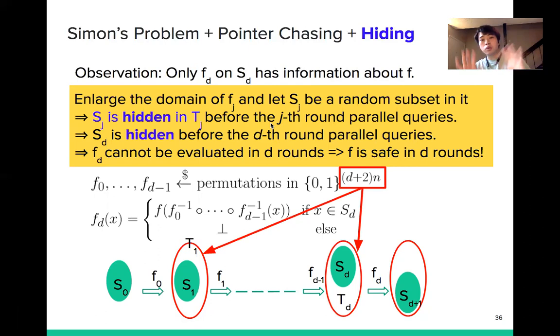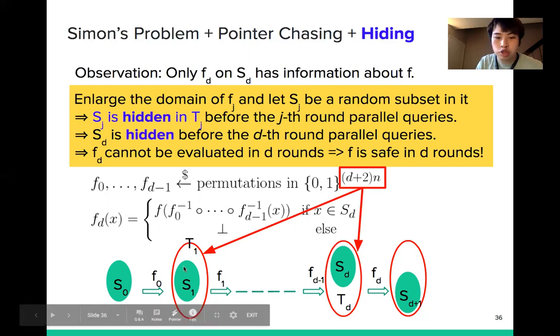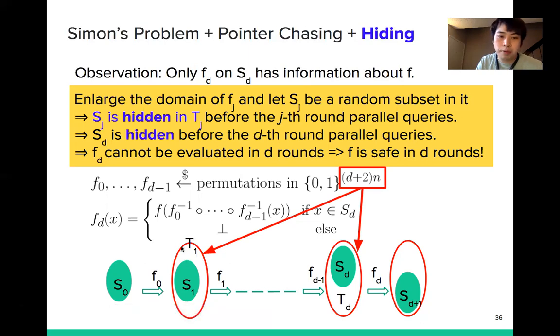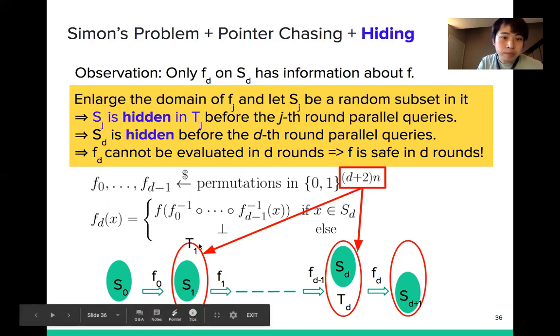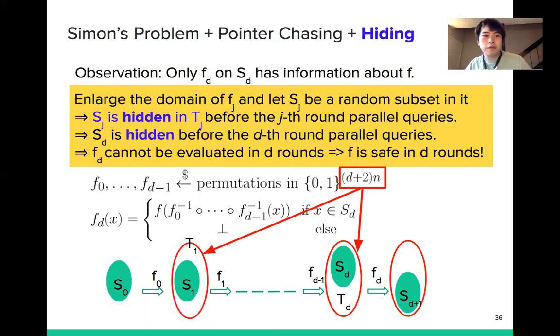Okay. So we enlarge the domain of fj and let Sj be a random subset in Tj. Therefore, Sj is hidden in Tj, like S1 is hidden in T1, before the first round of parallel queries occurs. So Sd is hidden before this round of parallel queries occurs. So before we make these parallel queries, we cannot know Sd. Therefore, fd cannot be evaluated in d rounds, so f is safe in d rounds.